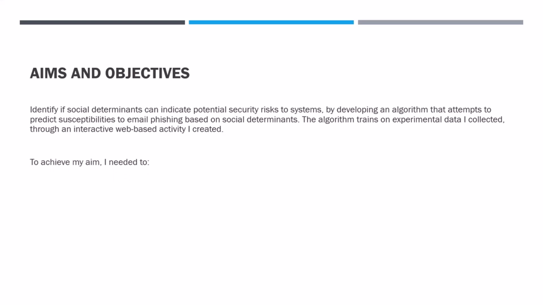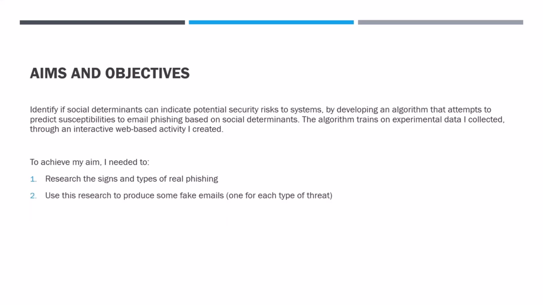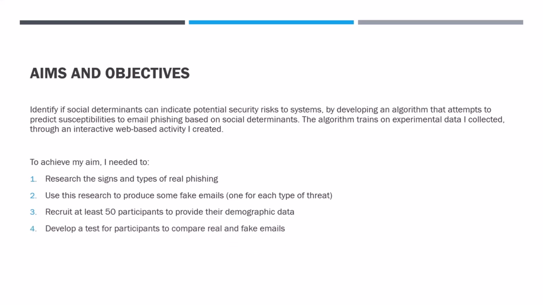To achieve my aim, I needed to research the signs and types of real phishing, use this research to produce some fake emails, one for each type of threat, recruit at least 50 participants to provide their demographic data, develop a test for participants to compare real and fake emails, and finally test and train the data in a machine learning algorithm.